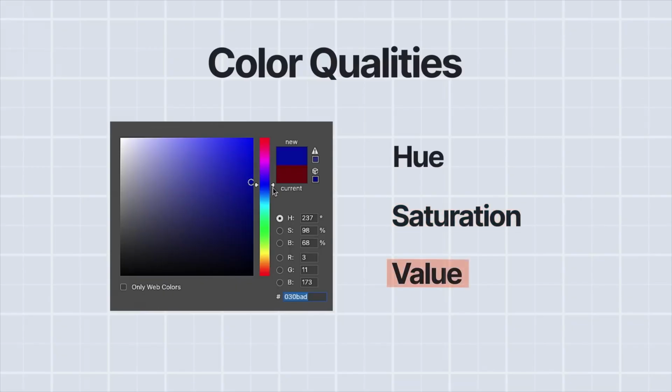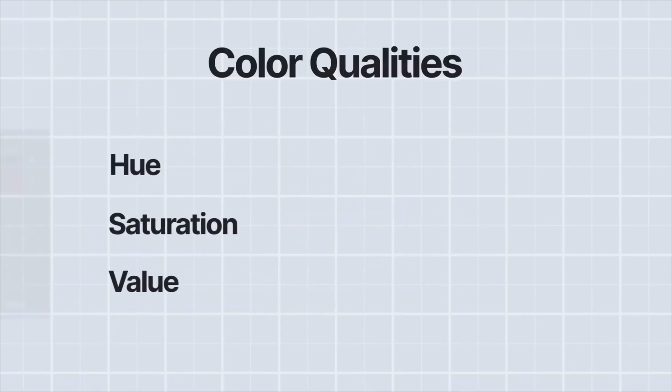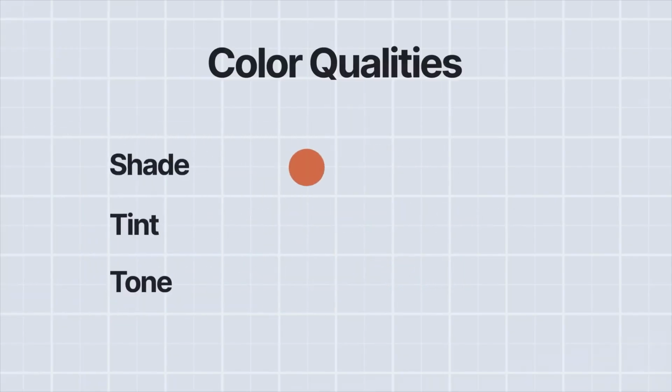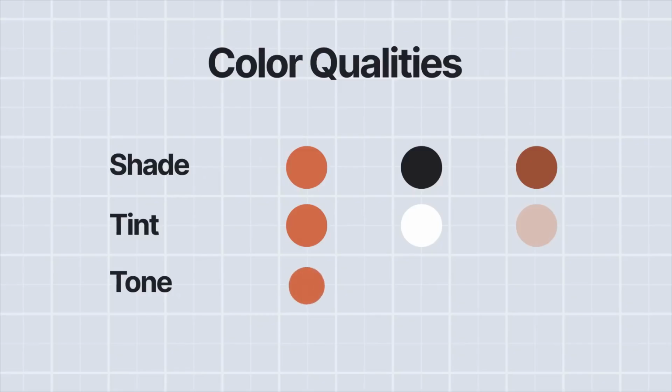Value has to do with how light or dark a color is. This is where we get into shade, tint, and tone. Shade is created by adding black to a hue or color, in other words, darkening a color for it to be rich. Tint is created by adding white to make a color less intense. And tone is created by combining black and white or gray with a hue.